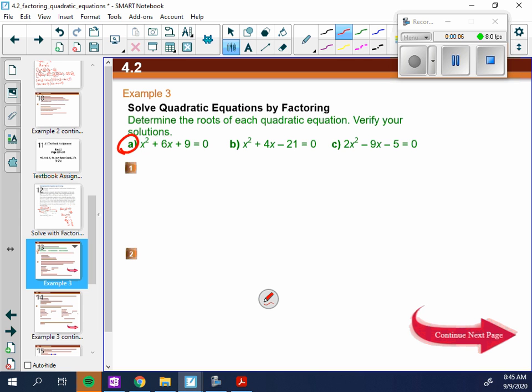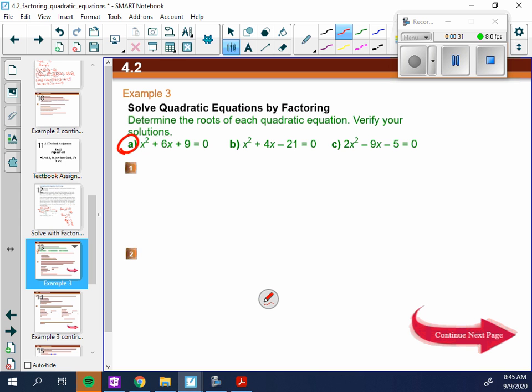It says determine the roots of each quadratic equation and verify your solution. So determining the roots means find the x-intercepts, if you were looking at a graph. Here, what it really means with an equation is find the x values that make the left side of the equation equal to the right side of the equation. So that's when they say verify your solutions, that's how you verify it: you plug it back into the original equation, and we'll practice that too.